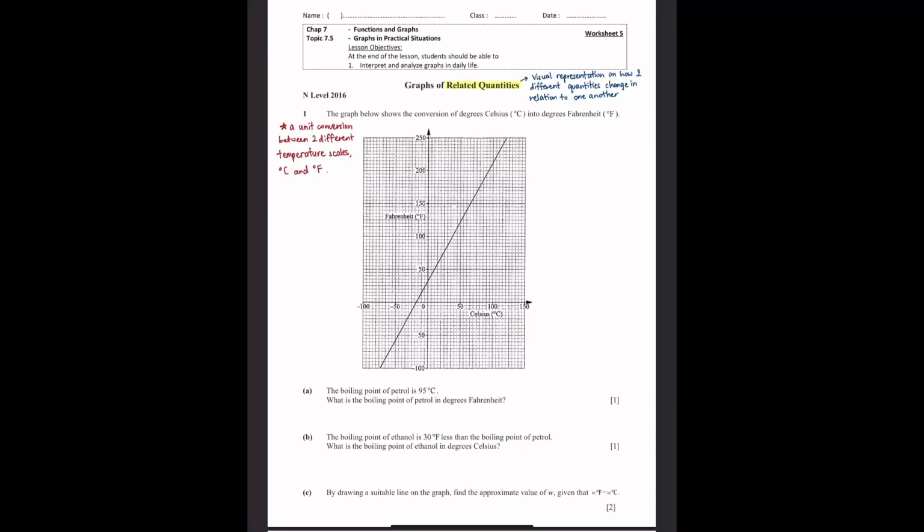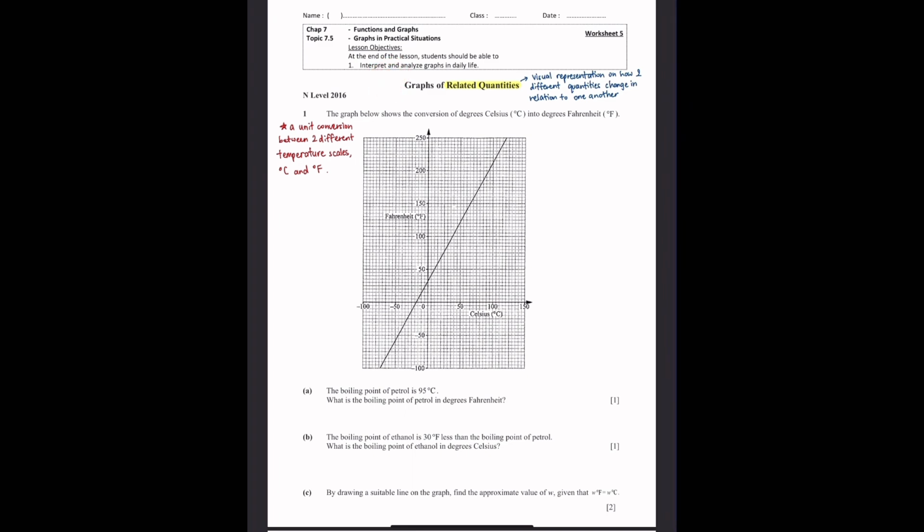Hello students, today I will be going through Chapter 7 Functions and Graphs on worksheet 5, which is Graphs in Practical Situations. At the end of this lesson, you should be able to interpret and analyze graphs in daily life. I'll start off with the first section, which is Graphs of Related Quantities.